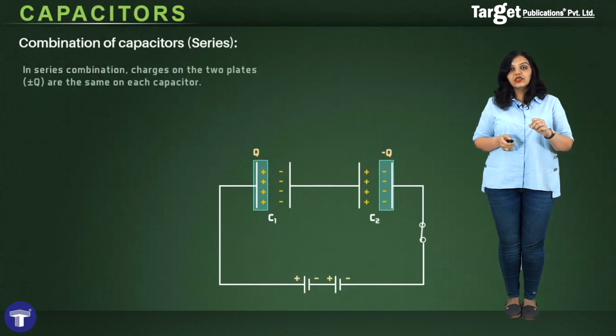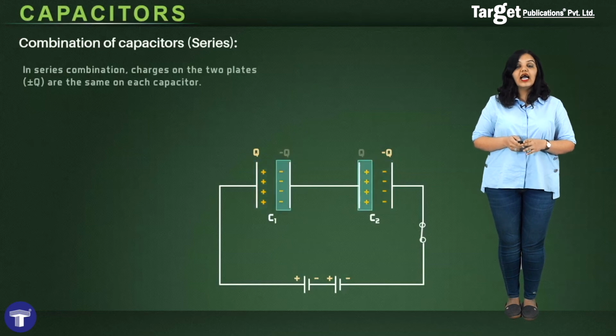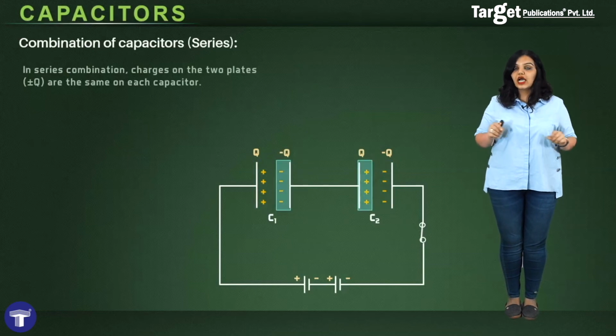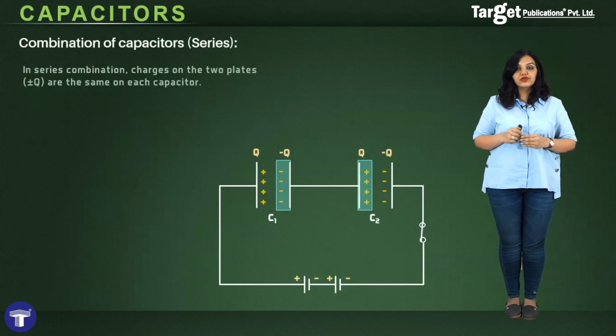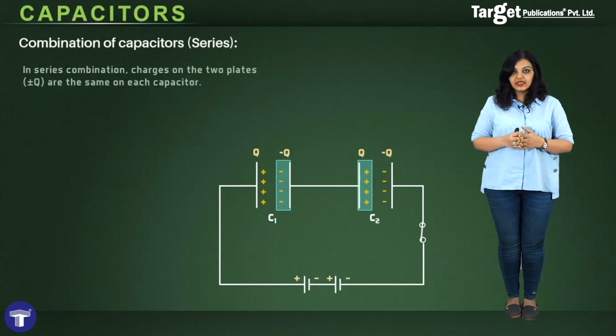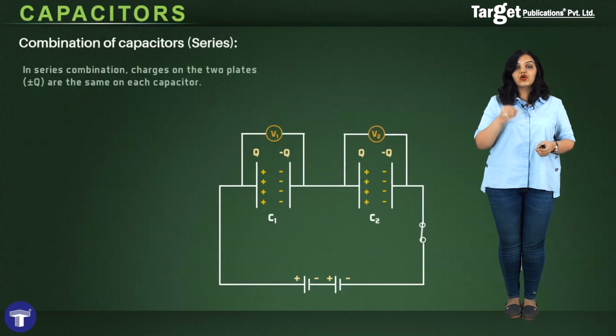Consequently, the charge on the second plate, that is the right plate of C1, will be minus Q, and the charge on the left plate of C2 will be Q. This is because the total charge on each capacitor must be equal to 0. Once we understand this, we have noted that the same charge is stored in each of the capacitors in a series combination. However, obviously there will be different voltages or potential difference between the ends of each of the capacitors.